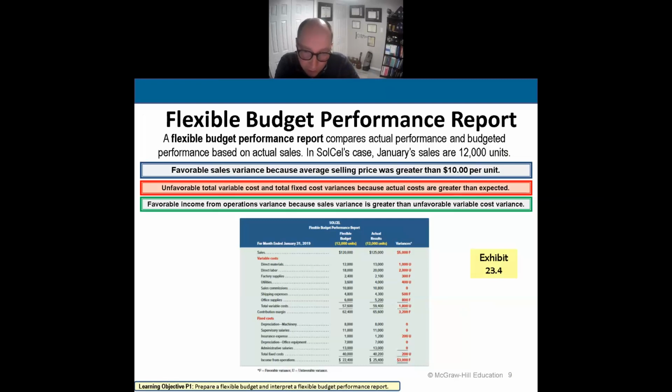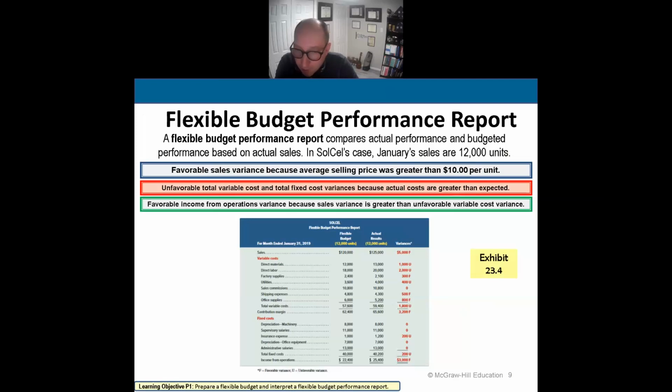It's unfavorable if your actual costs or expenses are greater than your budgeted amount. So we see direct materials and direct labor. We have an unfavorable variance there because I spent more than what I planned for. Now take a look at factory supplies, shipping expenses, and office supplies. We see that those are favorable.